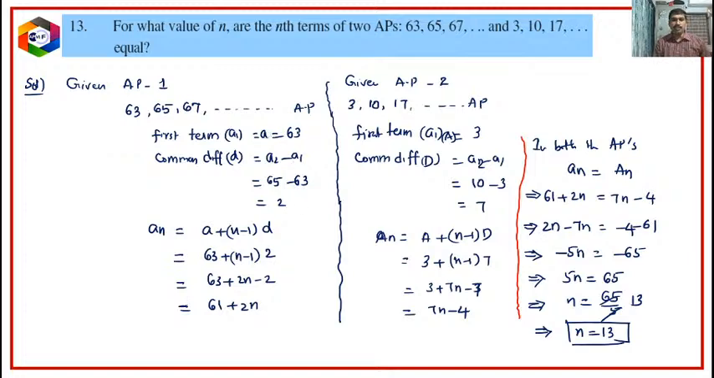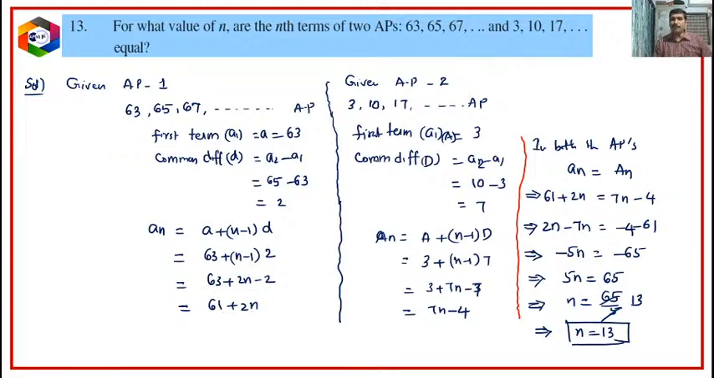So here small a is equal to, I assumed in this progression the first term as small a, which is 63, common difference is 2, and I have calculated an here. So an is equal to a plus n minus 1 into d, 63 plus n minus 1 into 2, which is the same as 61 plus 2n.